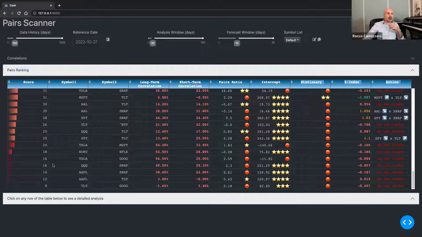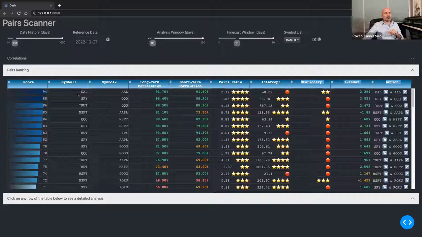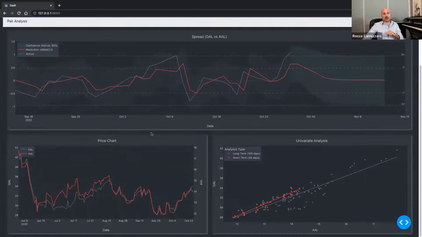So next thing is, okay, great, but let me see how this works. If I, for example, click on the first one here on the bottom, I get a bunch of charts. First of all, let's start from the bottom left. You see the price chart of the two assets, and as you can see, they are moving pretty much together. On the right side, you're seeing the correlation and the linear regression between the two.